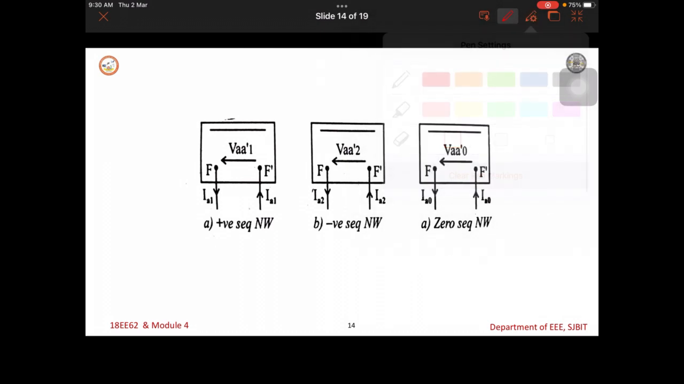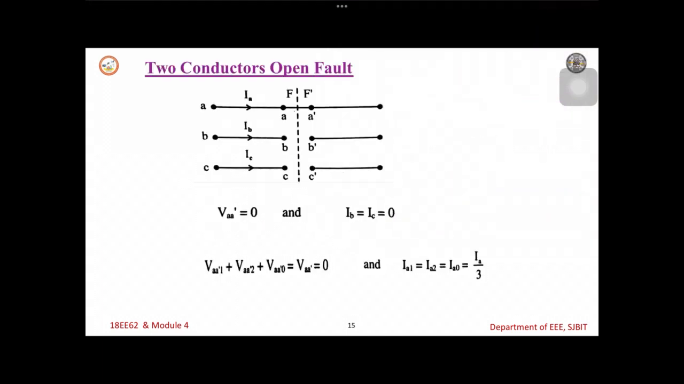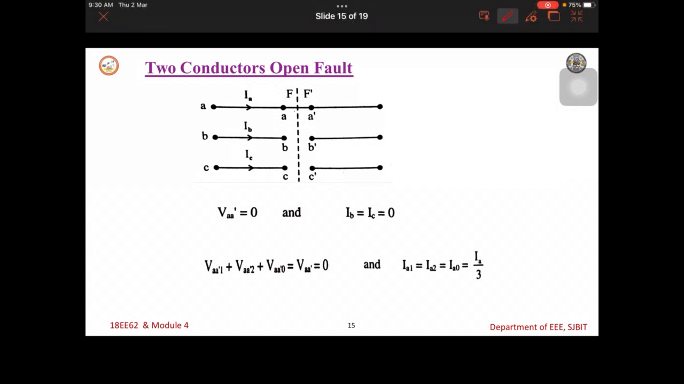Next we will understand how to write the two conductors open. Here also two conductors are open, here B and C conductors are open. If two conductors are open, the terminal conditions are VA dash is 0. Why? Because it is not shorted, no? Therefore 0. Then VB dash and VC dash come.